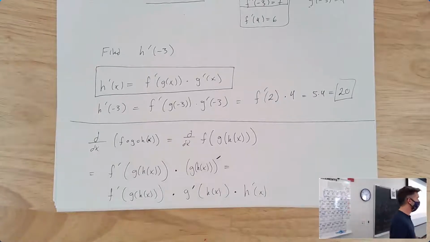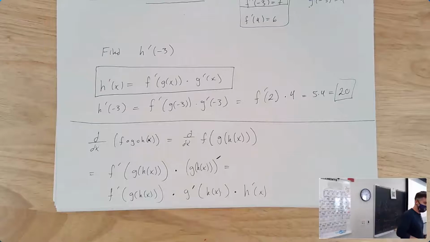And you can do that for as many pieces composed together as you want. It's just the same. Every time you multiply by the derivative of the inside stuff, that inside stuff is more complicated than just a function of x. You keep doing it, and you keep doing it, and you keep doing it.